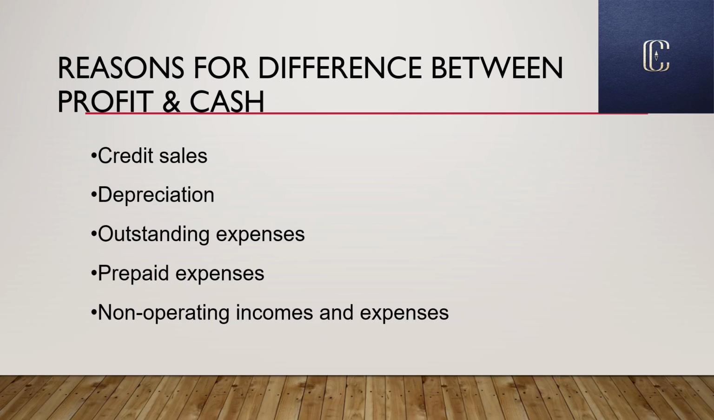The fifth one is non-operating income and expenses. They are not related to main business. For example, profit on sale of land, loss on sale of machinery, interest received, and penalty paid. These affect the profit, but actual cash movement may differ in timing. So again, profit is not equal to cash.